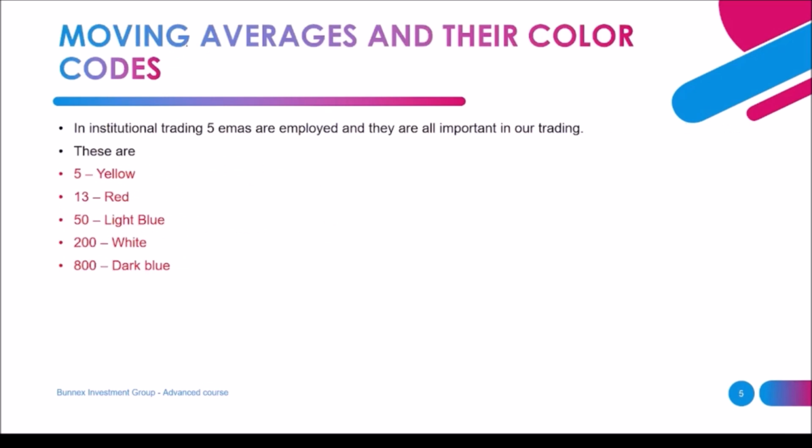So the moving averages that we use and their color codes involve 5 types of indicators. These are the period 5, we usually put it in yellow on our charts, period 13 in red, period 50 in light blue, period 200 in white, and period 800 in dark blue.